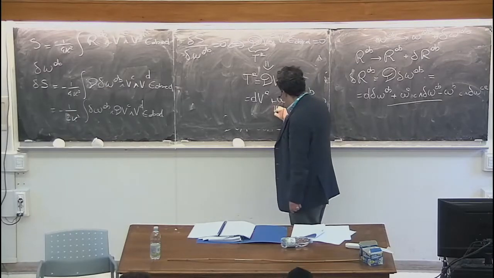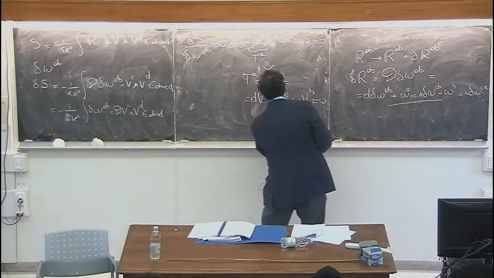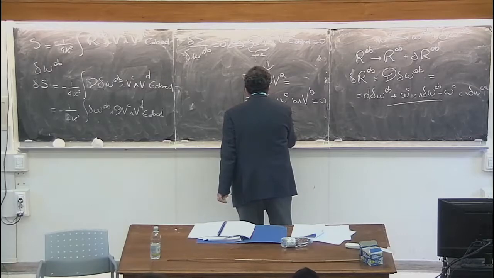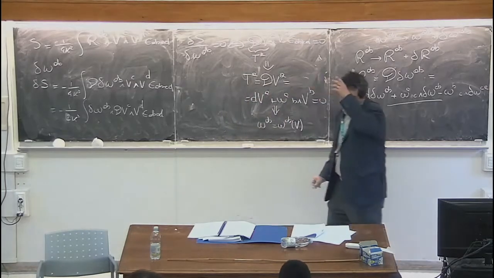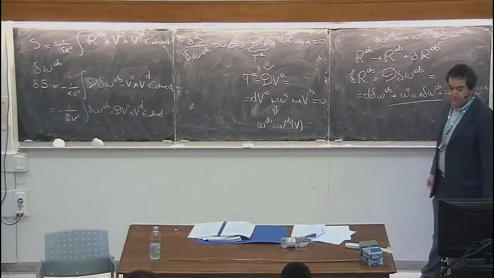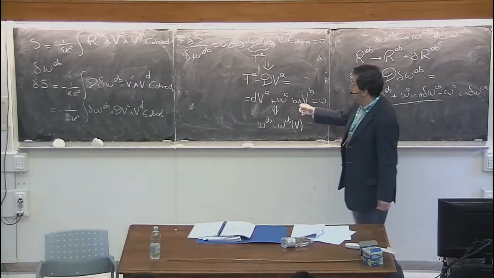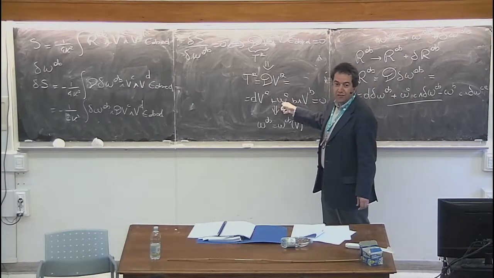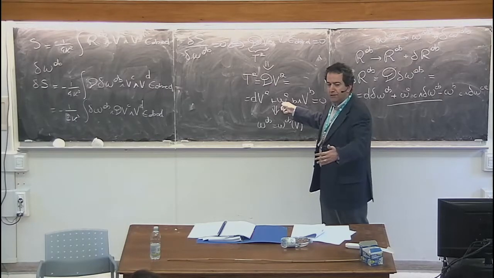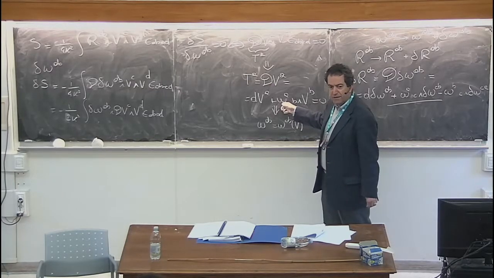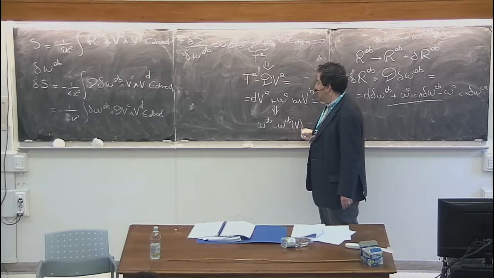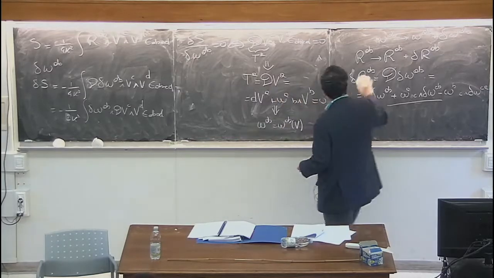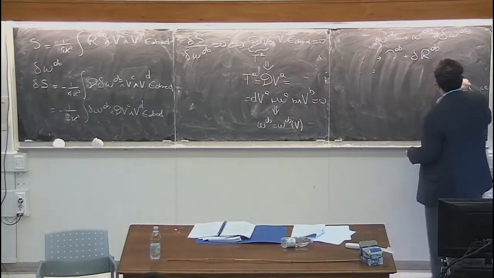And this allows us to express omega AB as a function of V, as you can easily do. So, solving this equation, you see this equation is algebraic in omega. So omega has no propagation. Omega is an auxiliary field, a non-dynamical field. This equation is solved simply by expressing omega in terms of V. And so we are back to the second order formulation.